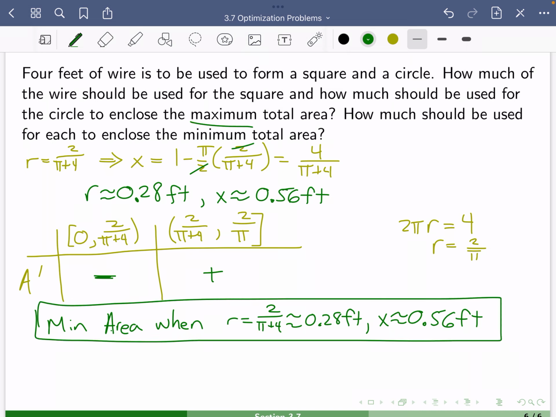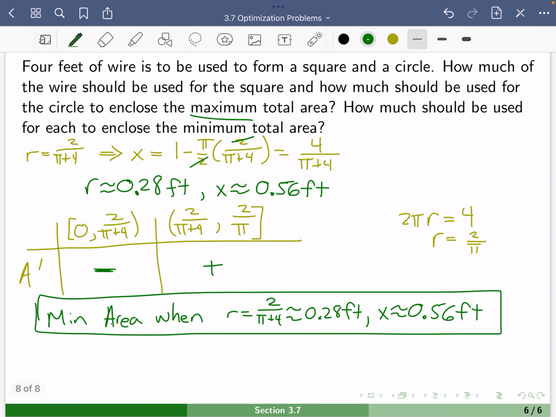We are also asked to find the maximum area. So where does that maximum area occur? Well, we previously saw that if you have a closed interval, then your maximum will occur at either a critical value or at one of the endpoints. So here we really have a closed interval from 0 to 2 over pi. Those are the only values that make sense. So we need to check and see what's happening at the endpoints. What happens when all of the wire is used for a square, and then what happens when all of that wire is used for the circle.